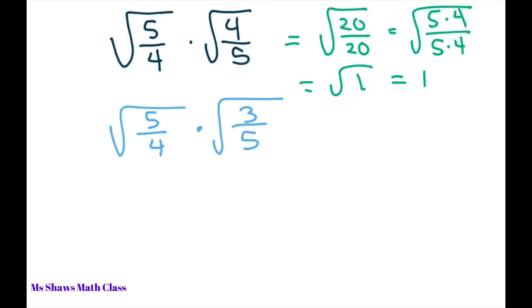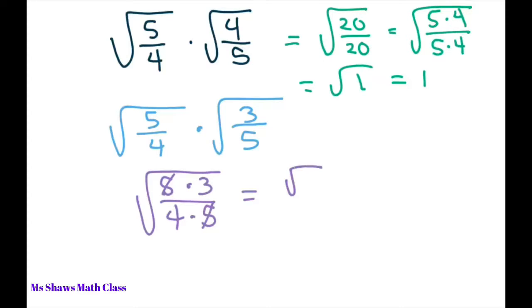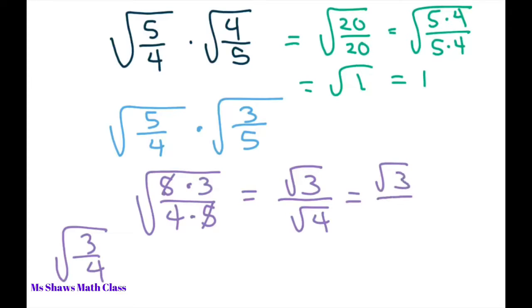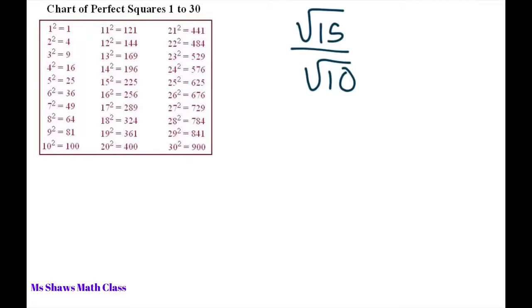So when you do that, you're going to get square root of 5 times 3 divided by 4 times 5. Now the 5's cancel. So that's going to be square root of 3 divided by square root of 4. Because you can break it down, which is just going to be square root of 3 divided by 2. Okay? So we didn't have to rationalize that one.